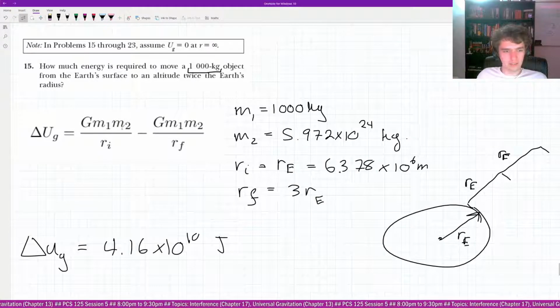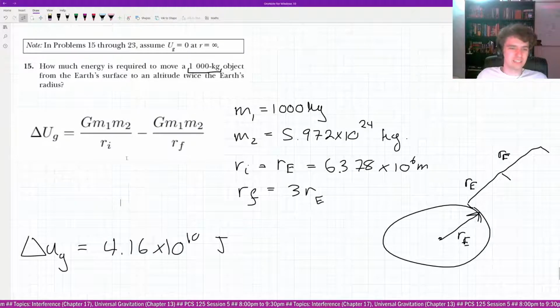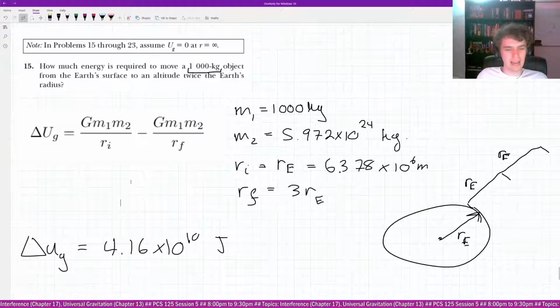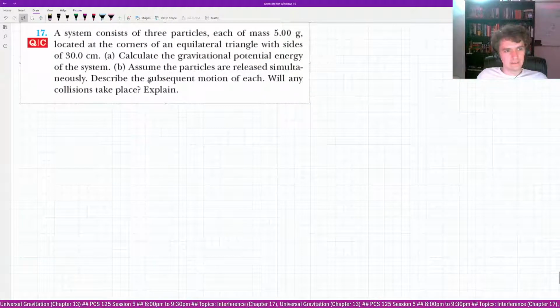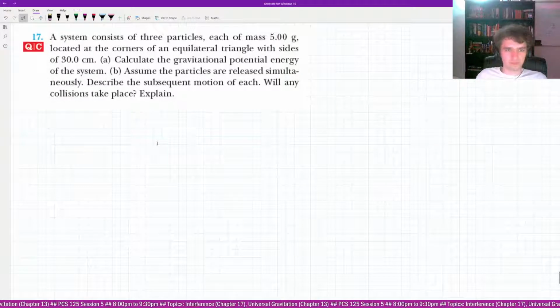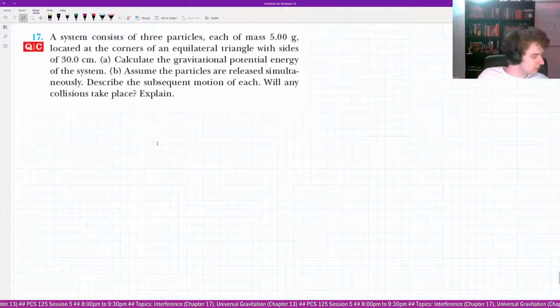How here with this one? Yeah. So you just do G M1 M2 times R initial minus R final, like 1 over R initial. Oh, factor this out. Factor the G M1 M2 out. Yeah, you could do that, and that would be less typing into your calculator. Okay, let's move on to 17.